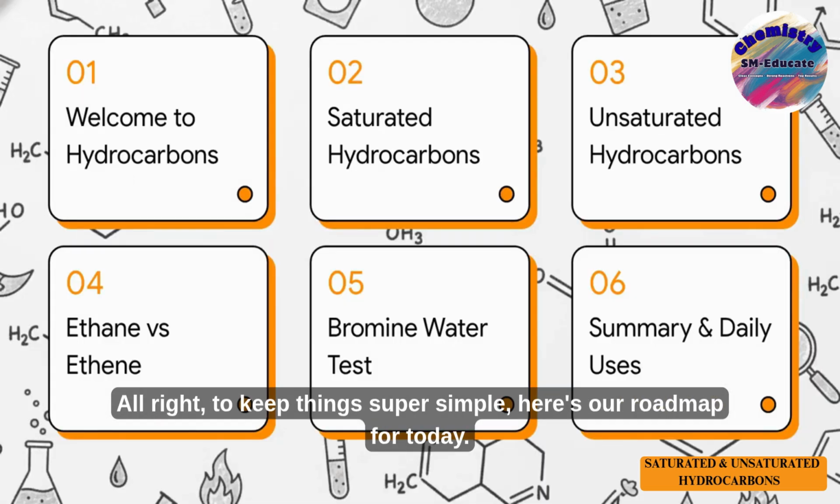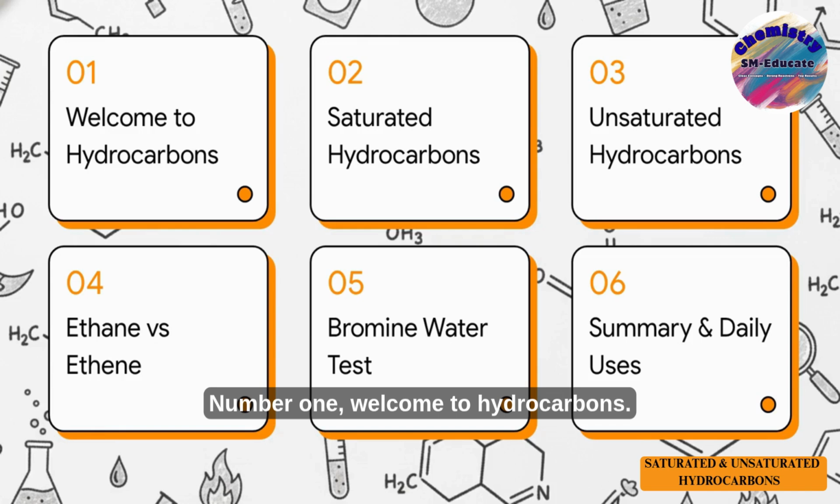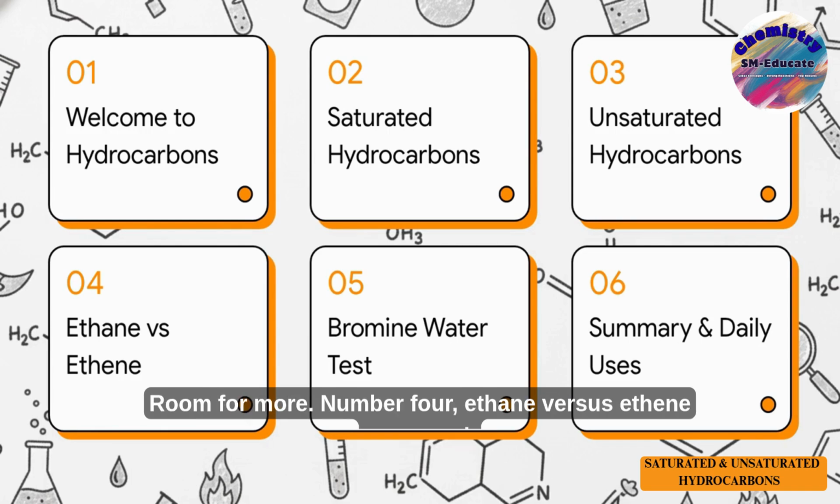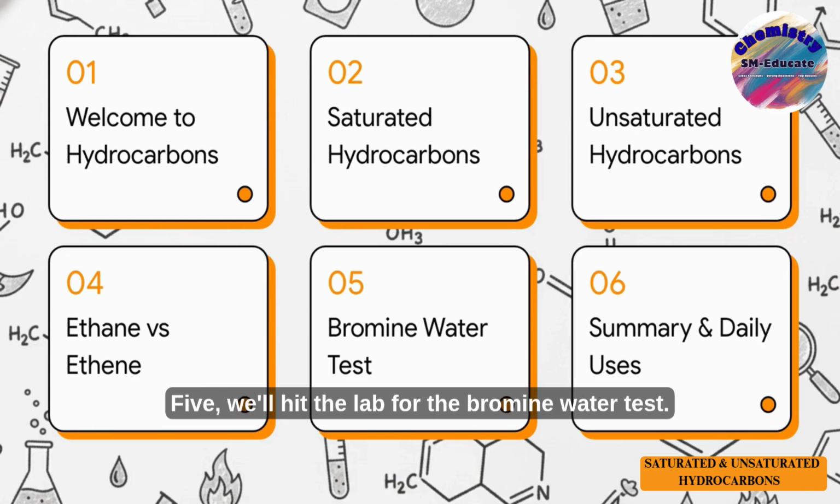All right, to keep things super simple, here's our roadmap for today. Number 1, welcome to hydrocarbons. Number 2, saturated, full of hydrogen. Number 3, unsaturated, room for more. Number 4, ethane versus ethene compared. 5, we'll hit the lab for the bromine water test. And finally, number 6, summary and daily uses.